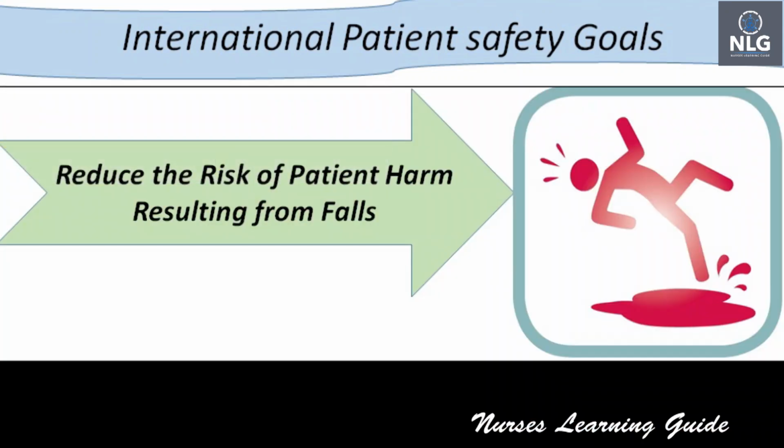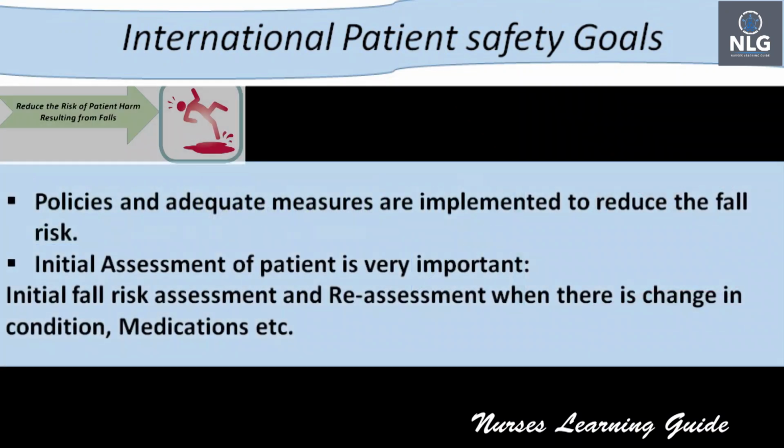The next one is to reduce the risk of patient harm resulting from falls. As you all know, policies and adequate measures are implemented to reduce the fall risk. Initial assessment of the patient is very important. This plays an important role as well. So you need to assess the patient properly in the initial stage. We need to reassess the patient.